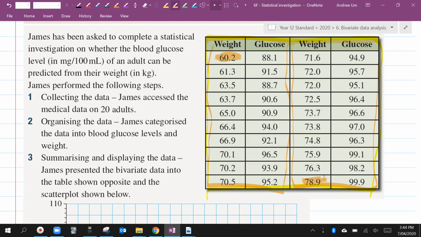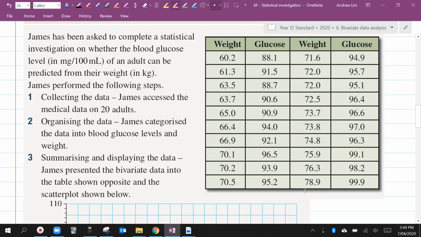Then he organized it by putting it into this table that we see here that I've highlighted on the right, categorizing the data into blood glucose levels and their weight. When he organized the data, he did it in ascending order of weights, because according to the weight, each person's weight increases. It just gets higher and higher.